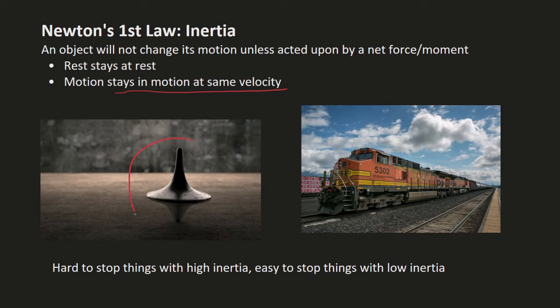This top here is rotating. It has rotational inertia, but it has a small amount of it because it's very easy to stop. You can just grab that with your hand. If you tried to stop this train by plopping yourself down on the tracks and pushing on it, that would not go well for you, as we can all observe, because it has a high inertia. So it's hard to change the motion of things with high inertia and easy to change the motion of things with low inertia.